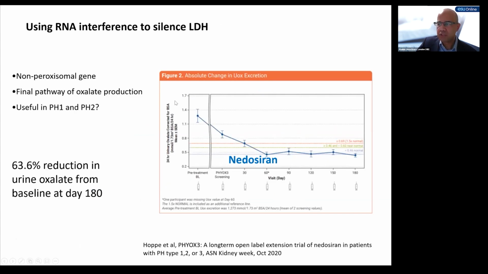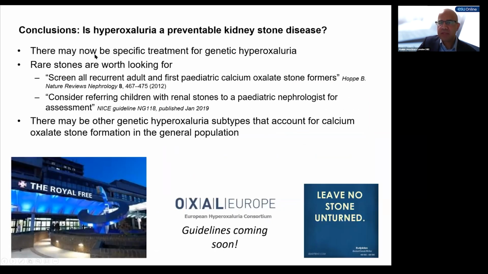This is another drug, again, that was in that schema earlier on, with a similar sort of effect. You can see that there's about a 65% reduction as well in the urine oxalate with that. And again, because this one is acting in a different location, it might potentially be useful not just in PH type 1, but in other forms of primary hyperoxaluria. So this might be, for the first time, a genetic stone disease that could potentially be preventable.